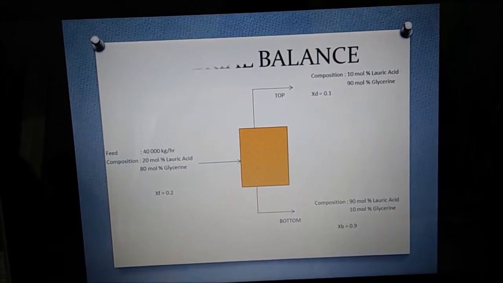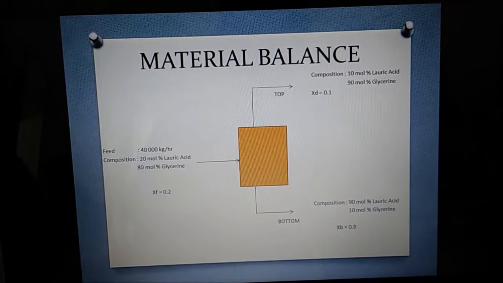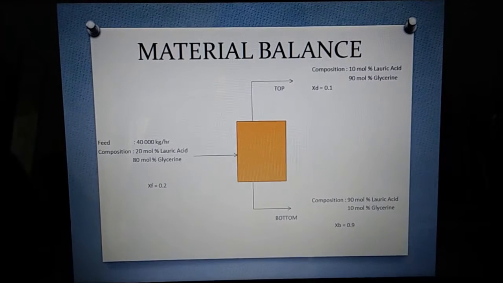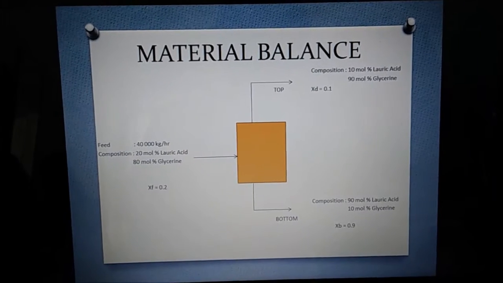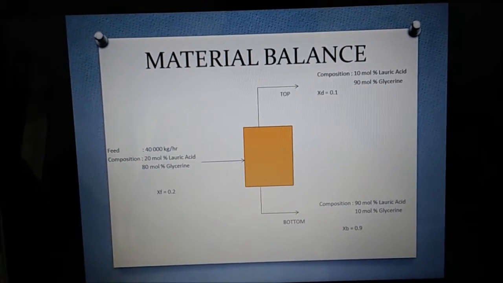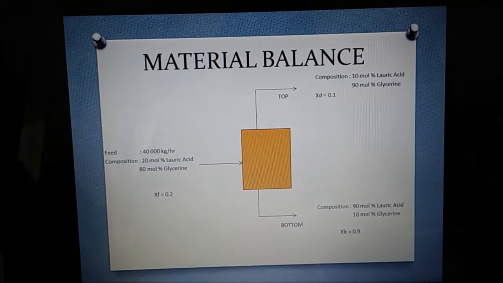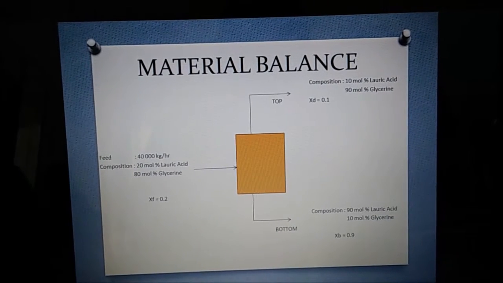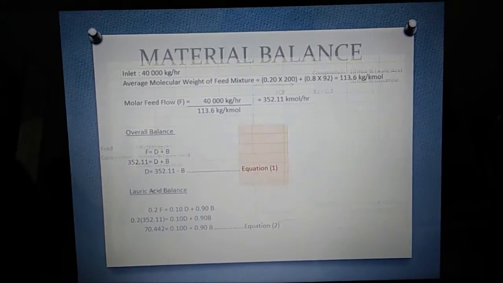For the material balance, we assume the feed is 40,000 kg per hour. The composition for the feed is 20 mole% lauric acid and 80 mole% glycerin, so the mole fraction of lauric acid in the feed is 0.2. For the top composition, lauric acid is 10 mole% and glycerin is 90 mole%, so the mole fraction for the top is 0.1. For the bottom composition, lauric acid is 90 mole% and glycerin is 10 mole%, so the mole fraction for the bottom is 0.9.